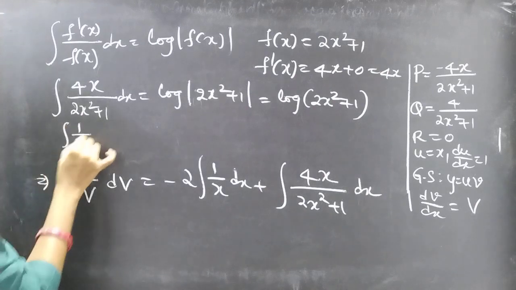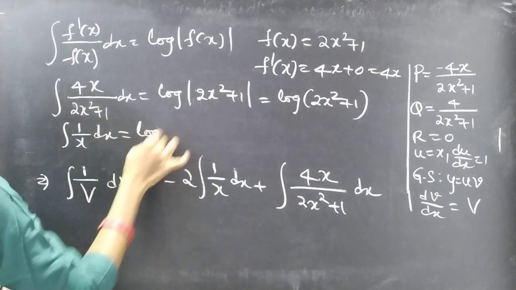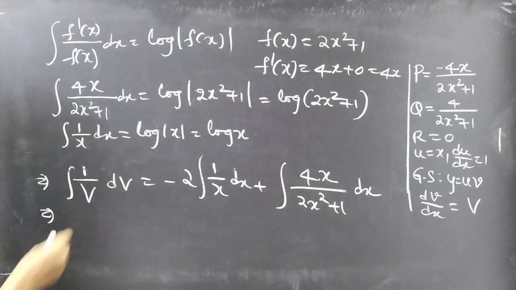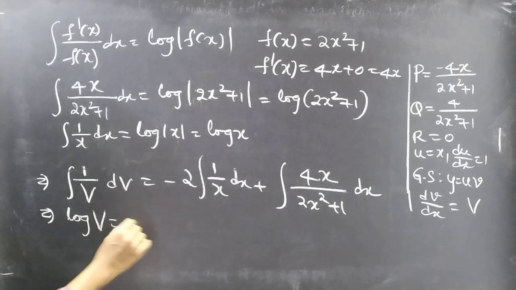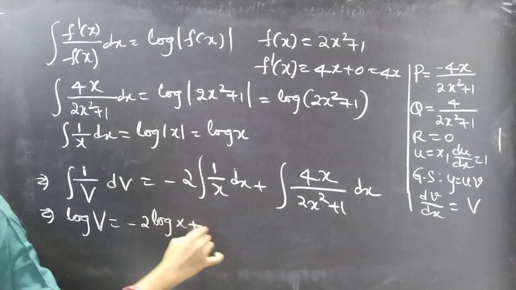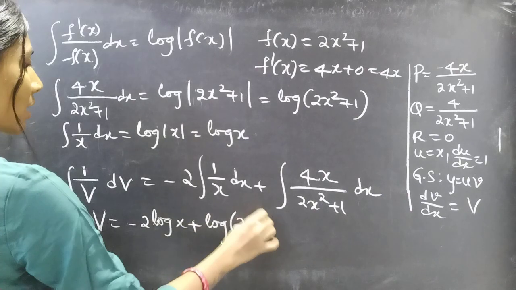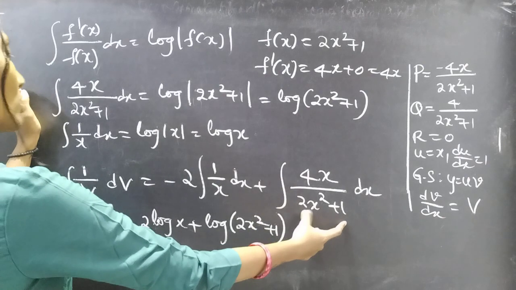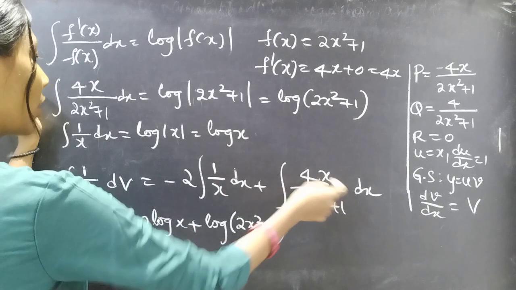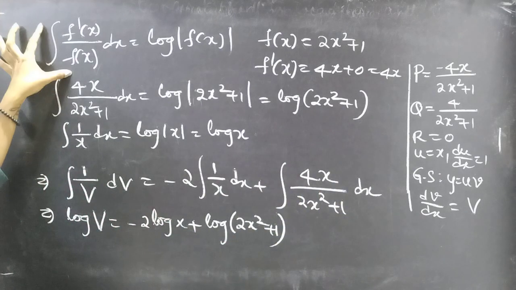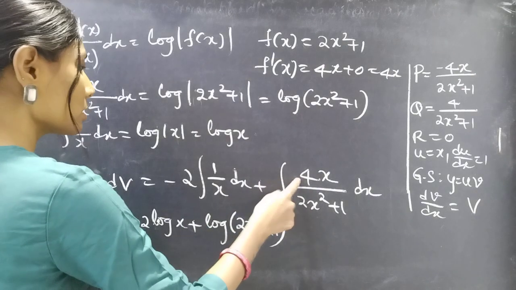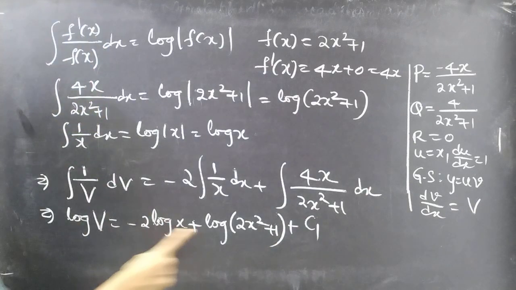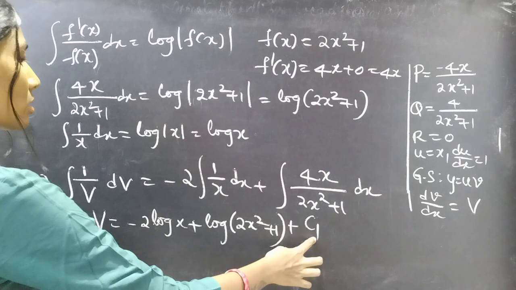Also we know that integral 1 by x dx equals log mod x or log x. Now this becomes log v equals minus 2 log x plus log 2x square plus 1. See, if f of x is 2x square plus 1, then f dash of x is 4x. So in order to apply this formula, we have not taken this 4, that is a constant, outside the integral, okay? Plus integral constant c1. Since all the three terms are in log, we'll write this constant c1 as log c1.